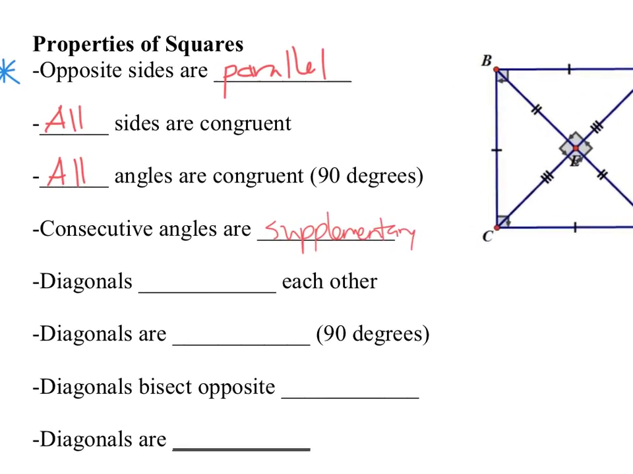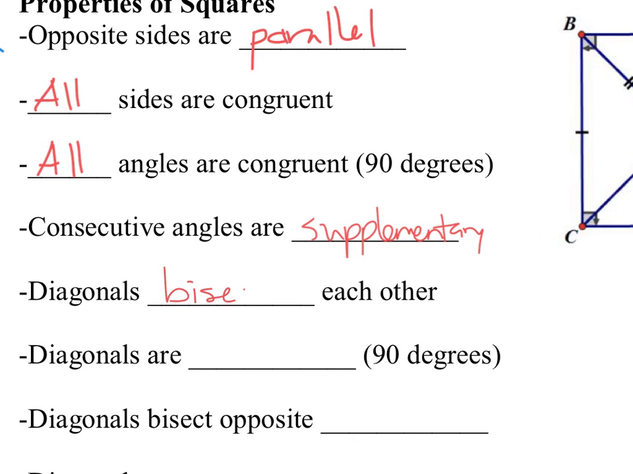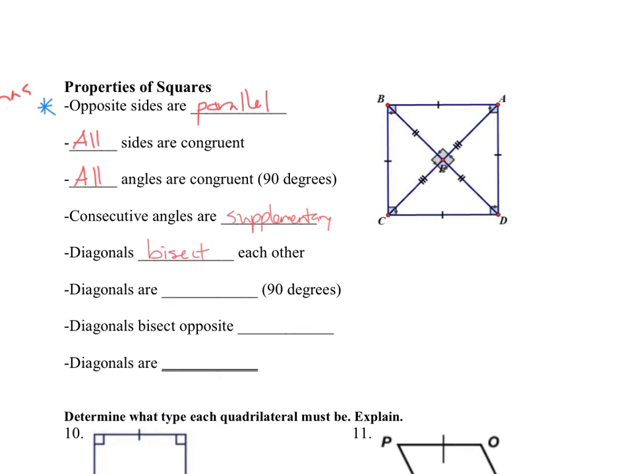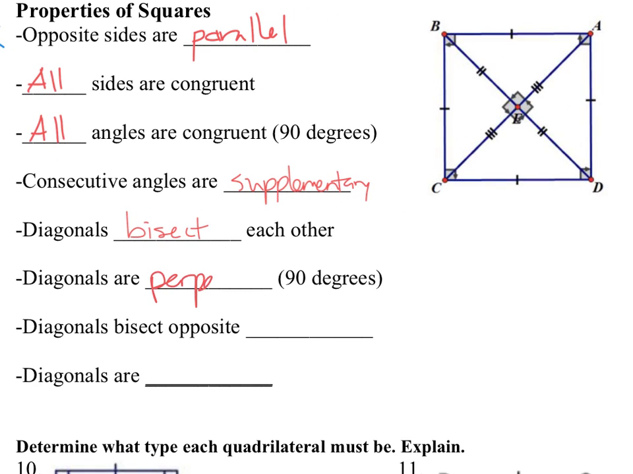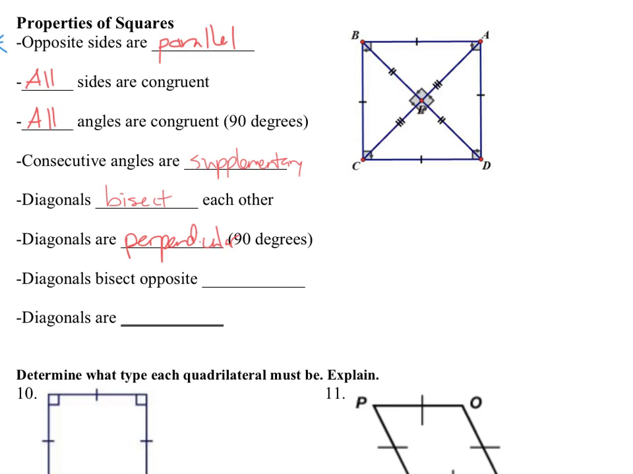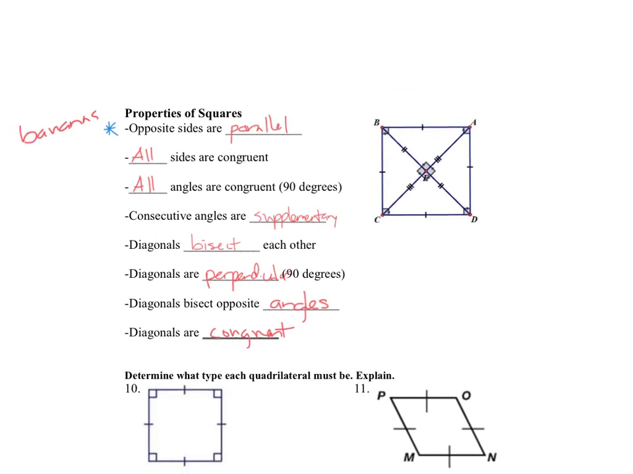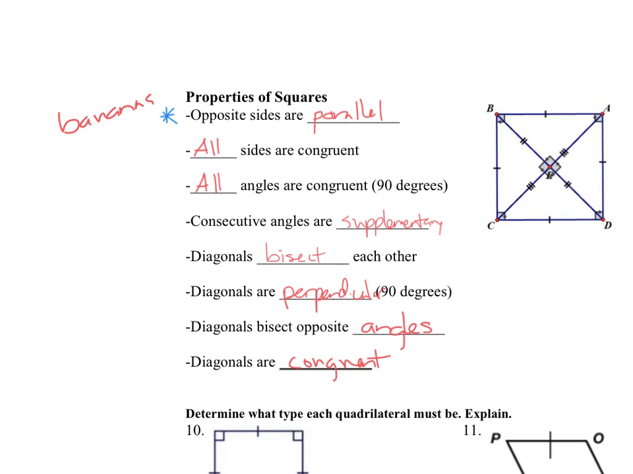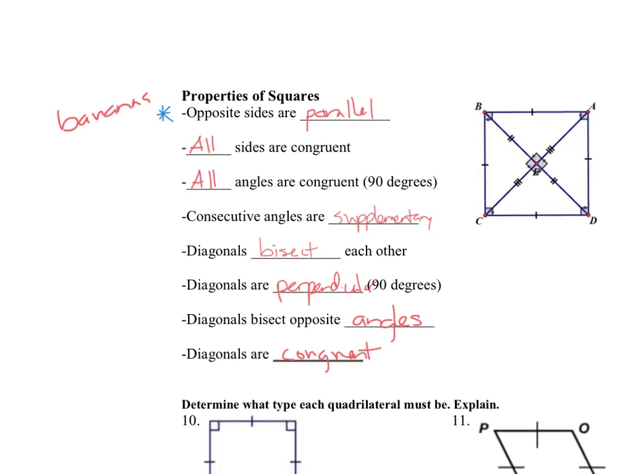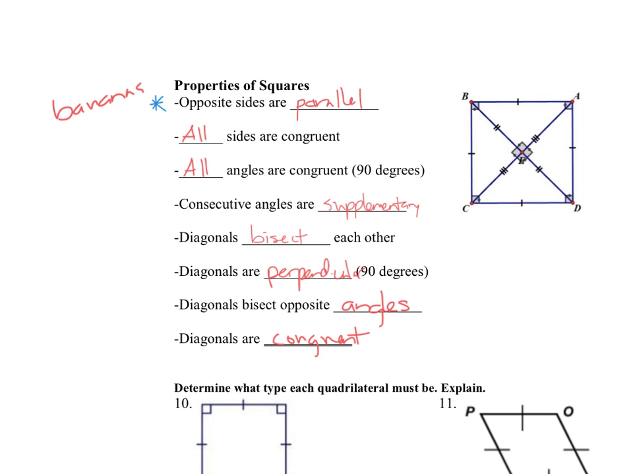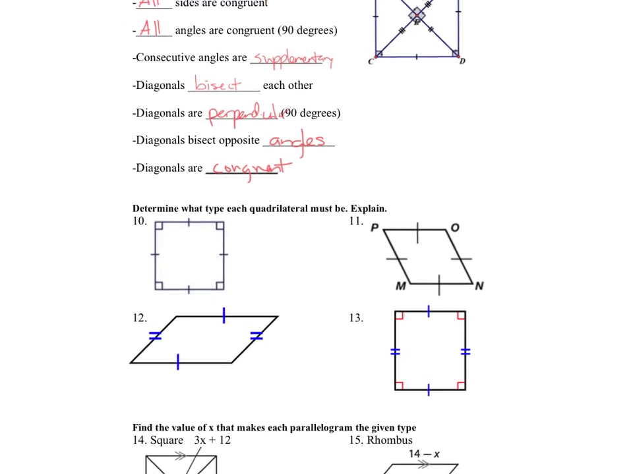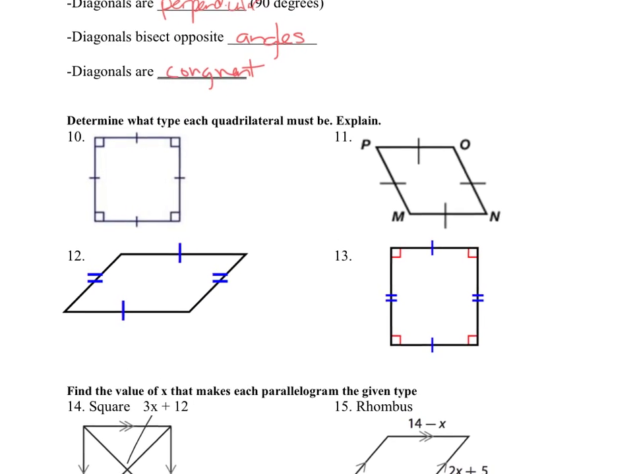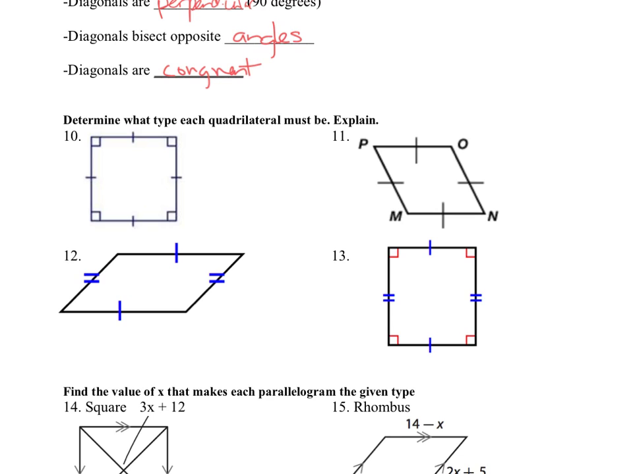We know that diagonals will still bisect each other. And we know that diagonals are perpendicular. Diagonals will bisect opposite angles. And diagonals are congruent. So again, that's what I'm saying when it seems like a combination of rectangles and rhombuses. It just includes all of them. You take every property we've learned so far, put them into one shape, and that gives you a square.